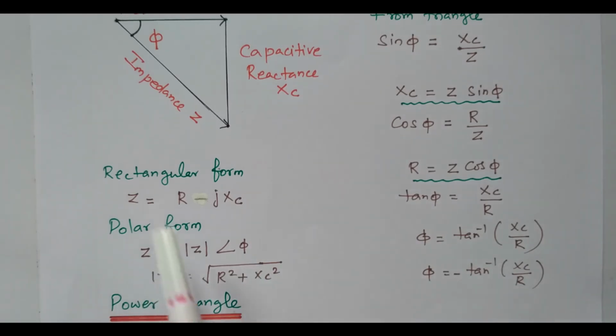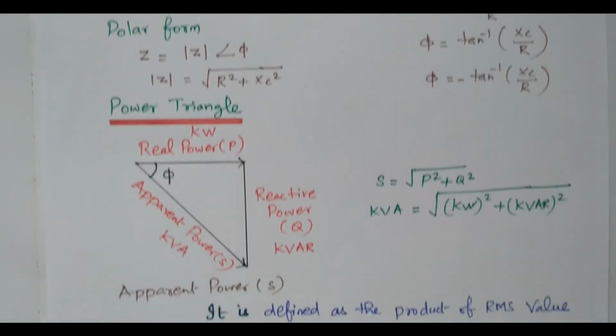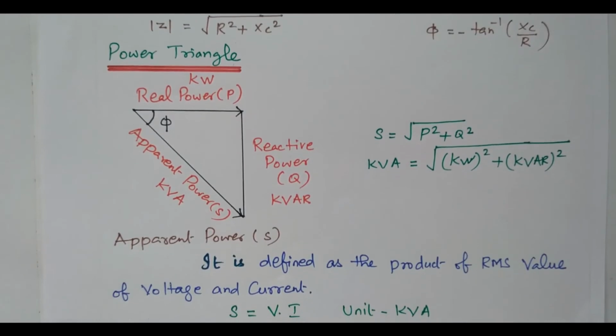So impedance is given in rectangular form as well as polar form. This is the polar form. Now we'll go to the power triangle. Based on this we can analyze the power triangle.